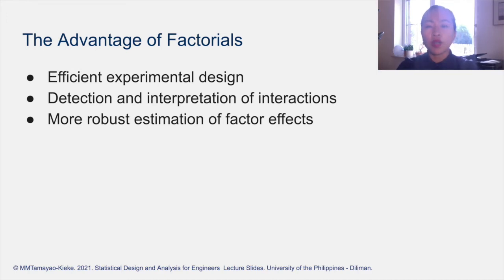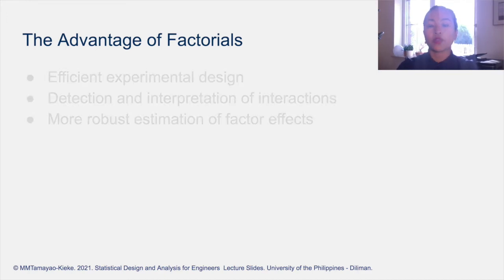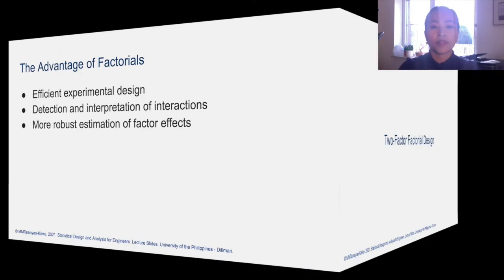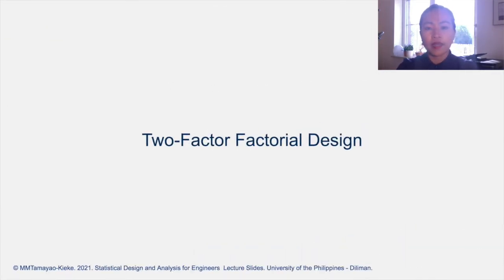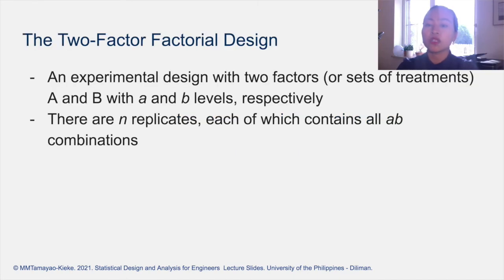This means that results are valid over a range of experimental conditions. Now let's move on to two-factor factorial design. The simplest type of factorial design is one with 2 factors, or what we call the two-factor factorial. Say we have factors A and B that have small a and small b levels respectively. The experiment has n replicates, and each of these replicates contain all AB combinations.